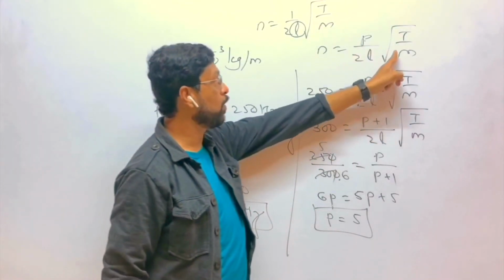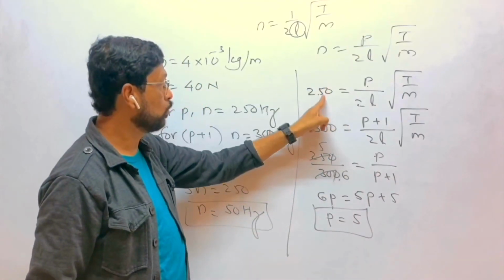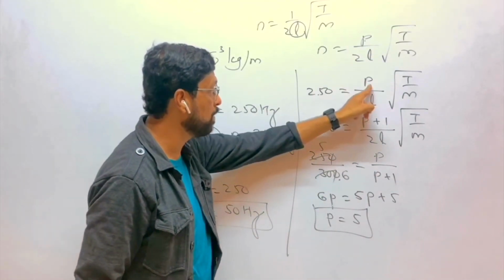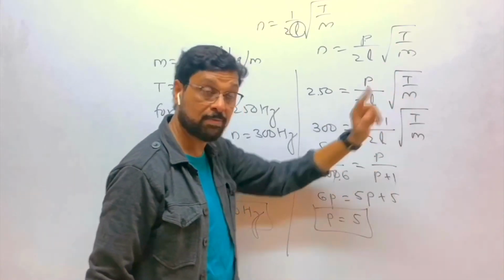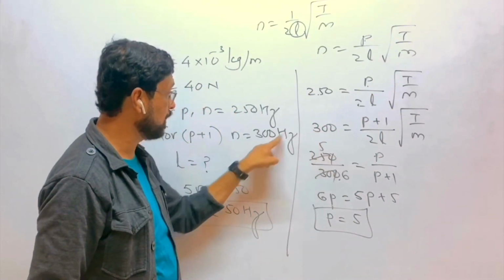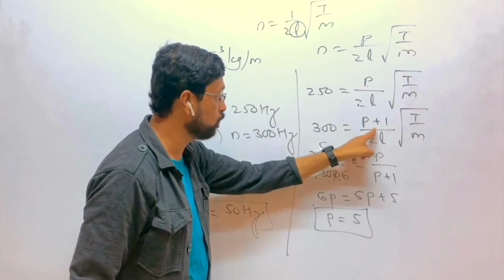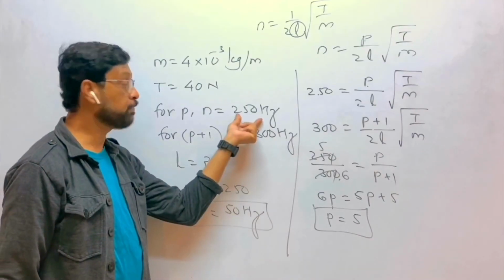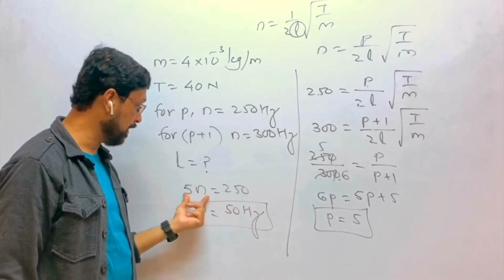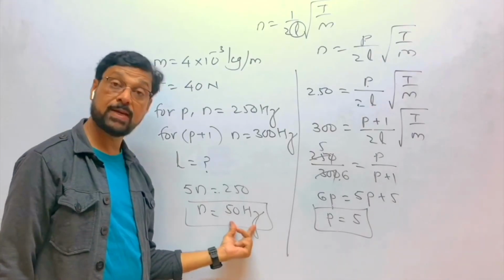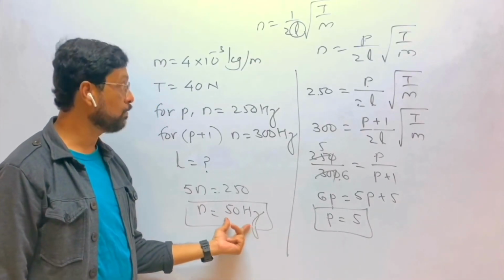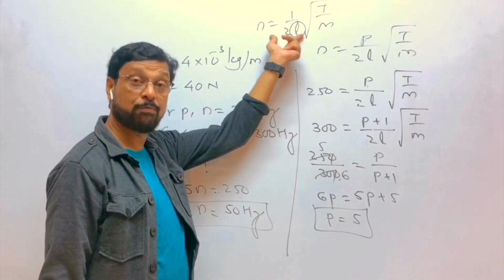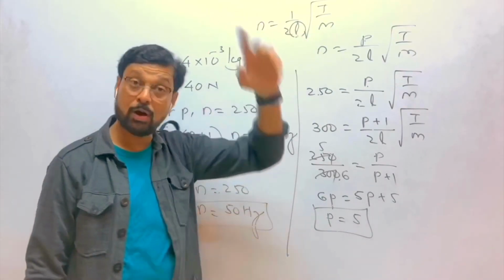n इक्वल टू P अपॉन 2L अंडर रूट T बाय M। फिर 250 हर्ट्ज फ्रीक्वेंसी है तो वो P नंबर का हार्मोनिक है। नेक्स्ट हायर फ्रीक्वेंसी है 300, मतलब P की जगह P+1, सो यू गॉट द वैल्यू ऑफ P। P इज इक्वल टू 5, मतलब ये फिफ्थ हार्मोनिक है। मतलब फंडामेंटल फ्रीक्वेंसी है 50 हर्ट्ज, so putting the formula for fundamental frequency you get the value of length of the string। Rest of the things we shall see in the next lecture.